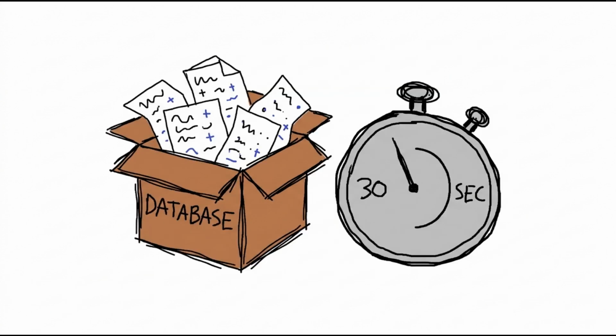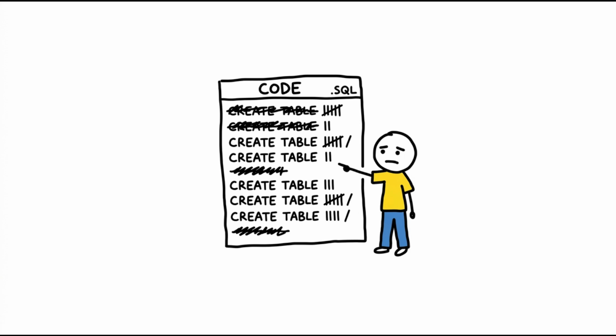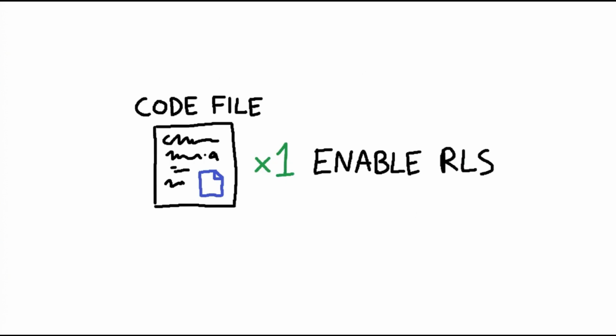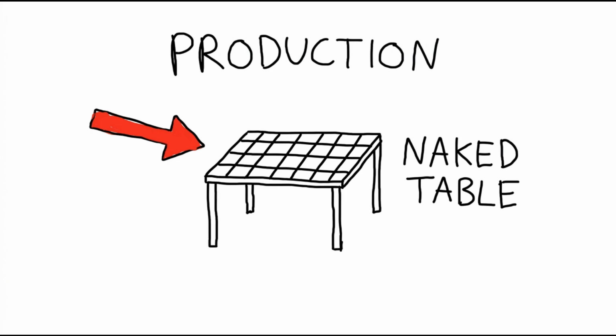So here's how you actually check. In like 30 seconds, no tools right now. Go to wherever your database migrations live and count two things. How many times does it say CREATE TABLE? That's how many tables you have. And how many times does it say ENABLE ROW LEVEL SECURITY? That's how many bouncers you actually hired. If the first number is bigger than the second one, congratulations, you've got naked tables shipping to production.